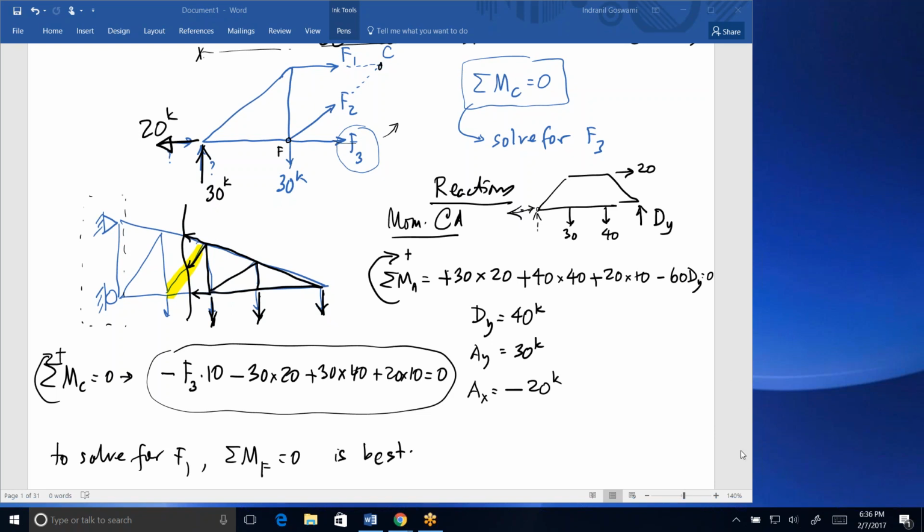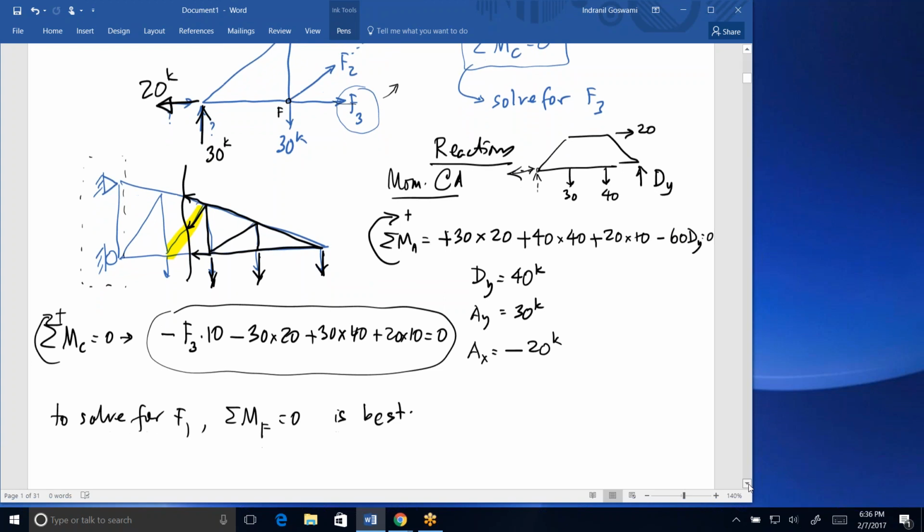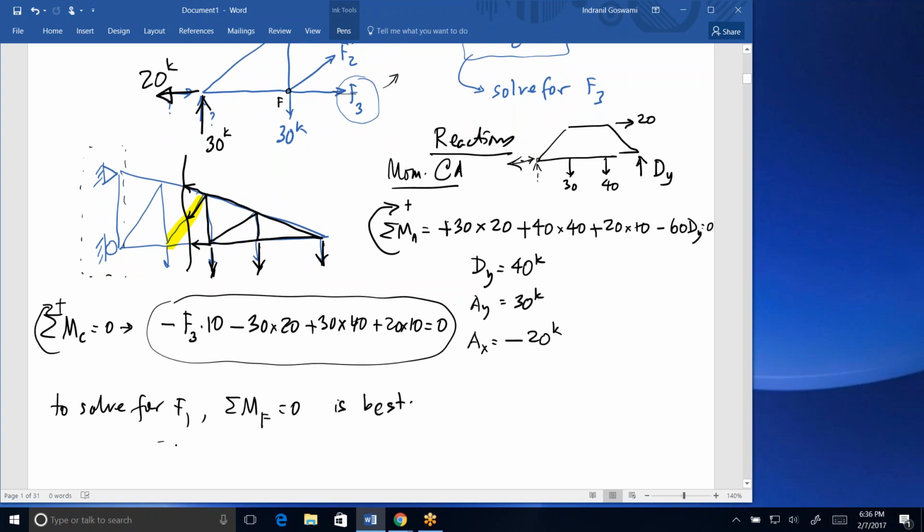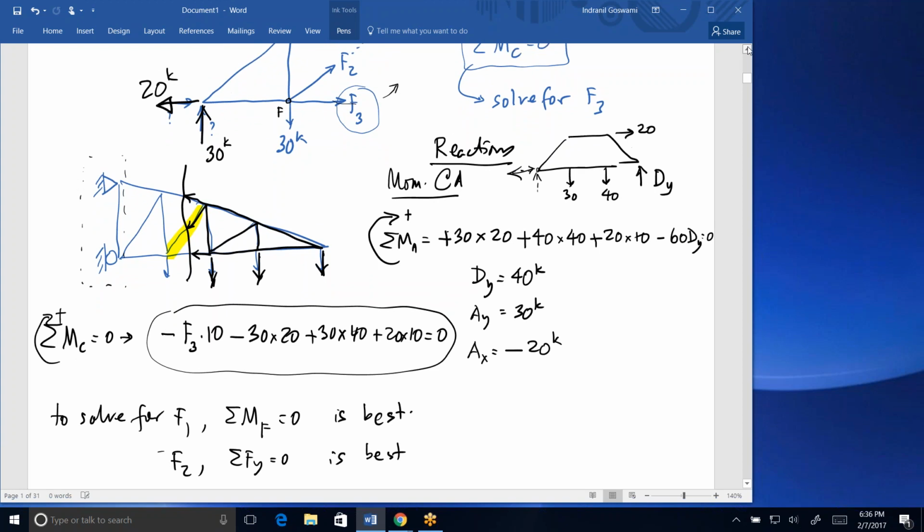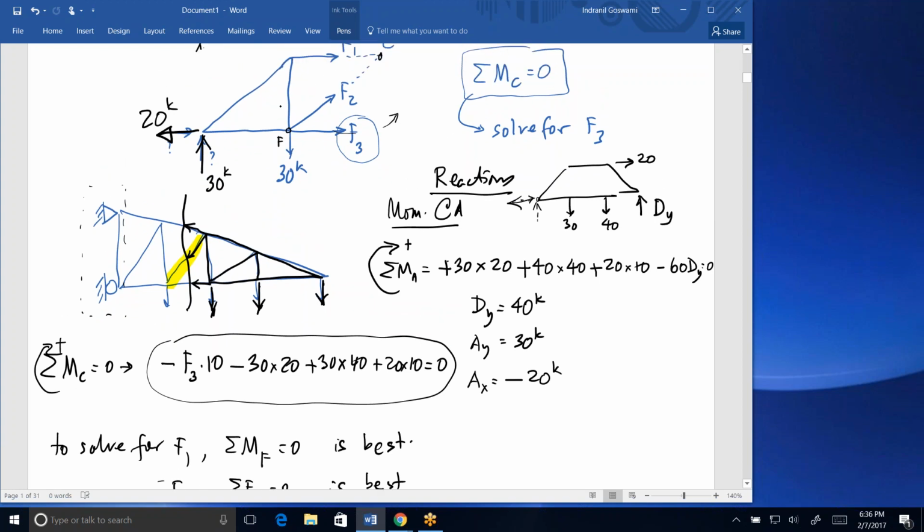So to solve for F2, the best thing would be to take summation of Fy equal to 0. Because if you take summation of forces in the y direction, F2 of the three is the only one which has a y component, and so that is the only one that would show up. F1 and F3 are purely horizontal, they would drop out.